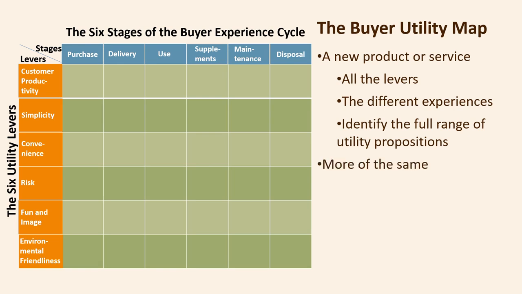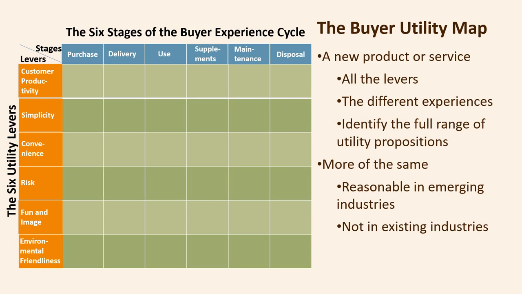Too often, managers focus on delivering more of the same utility at the same stage of the buyer's experience. That approach may be reasonable in emerging industries, where there's plenty of room for improving a company's current utility proposition. But in many existing industries, this approach is unlikely to produce market-shaping innovations. Let's look instead at how successful innovators have staked out new spaces on the map.